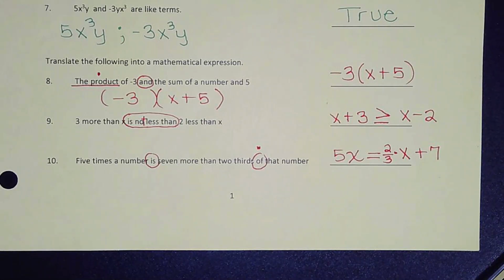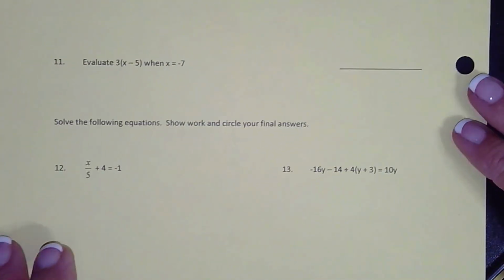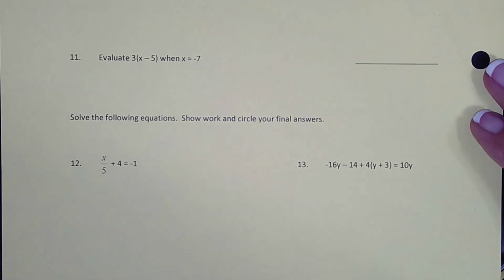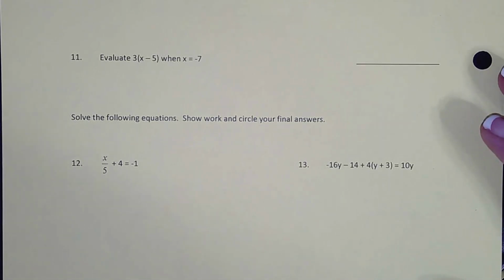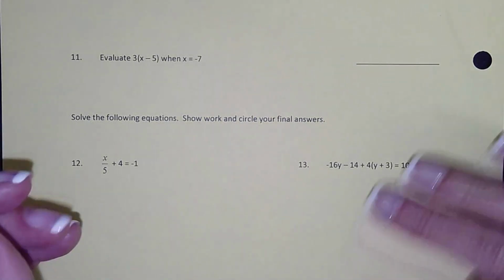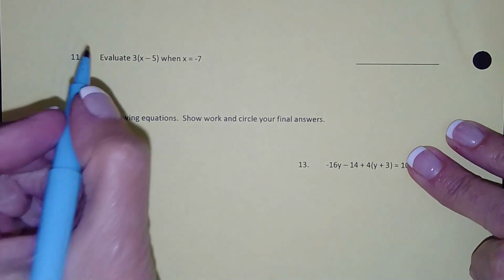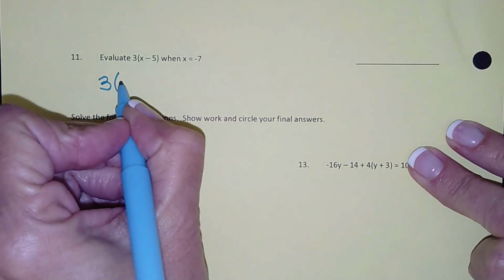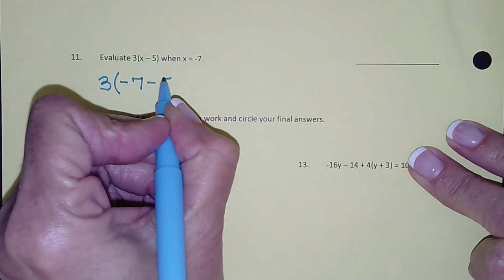Okay, so that's the front page. Pretty much everything that was on the front page of your practice test. Whoops, got my pages mixed up here. Here's the back page. So also on the front page of your practice test was an evaluate, and we learned that means just plug the number in, find the answer. So we're putting -7 in place of x. So 3 parentheses -7 minus 5.